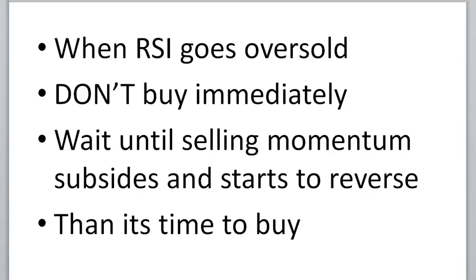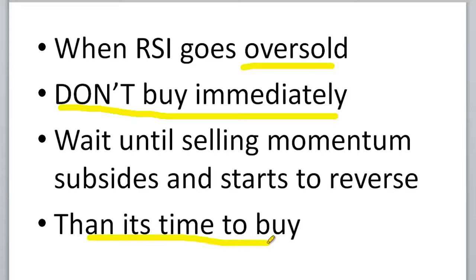So how does our strategy work? When the RSI, our relative strength index, is telling us that a trading instrument, for example the euro dollar, is getting oversold, we're not going to be buying immediately. We don't want to buy immediately, because it could continue to get more oversold. So we're going to be a little patient. We're going to wait until the selling momentum subsides and then start to buy. Once it reverses, then it's time to buy.